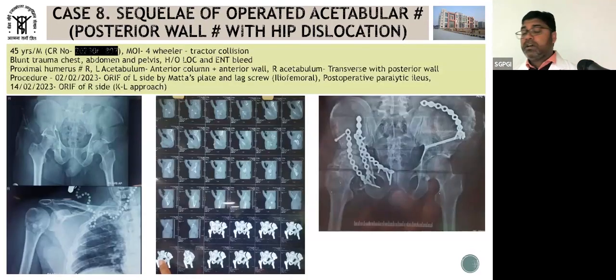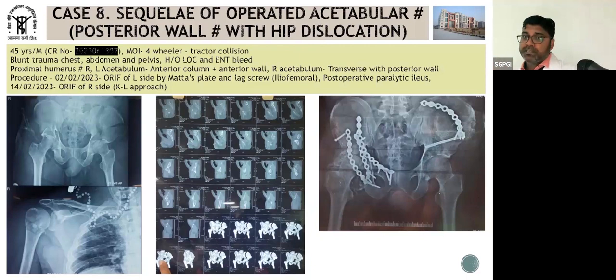Now this is another case, just to show the kind of cases that come to us at the trauma center. This patient had blunt trauma to the chest, abdomen, and pelvis. He had loss of consciousness and he had an ENT bleed as well. You can just imagine the severity of injury that this patient had. He had acetabular fractures on both sides. The one on the left seems to be more severe.